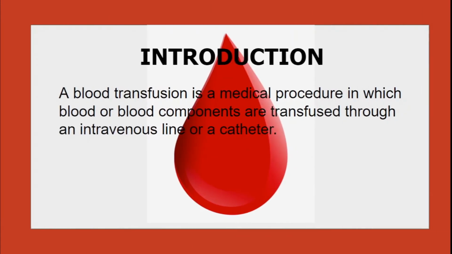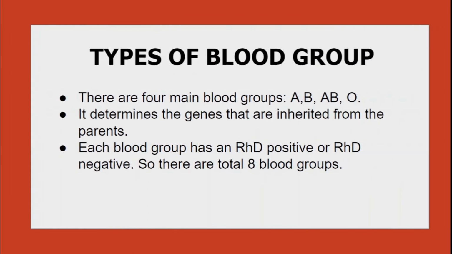So, a blood transfusion is a medical procedure in which blood or blood components are transfused through an intravenous line or a catheter. The procedure is normally a common sight nowadays and it is completely safe. The types of blood group we all know are A, B, AB and O. These blood groups determine the genes that are inherited from your parents. Each blood group has an RHD positive or an RHD negative. So there are a total of 8 blood groups.